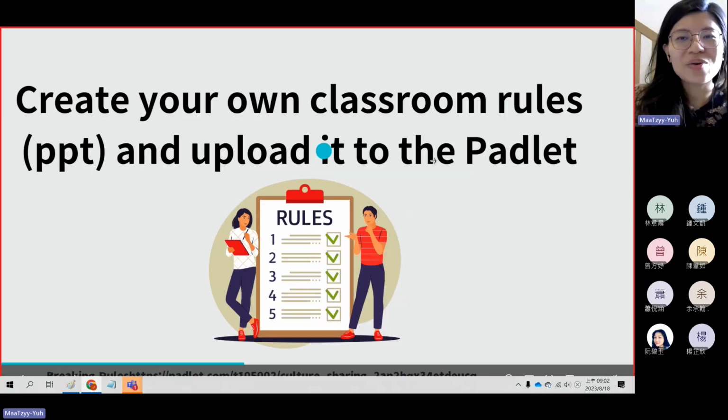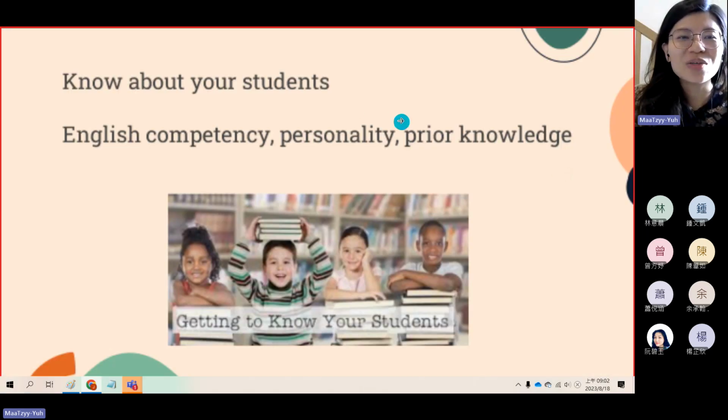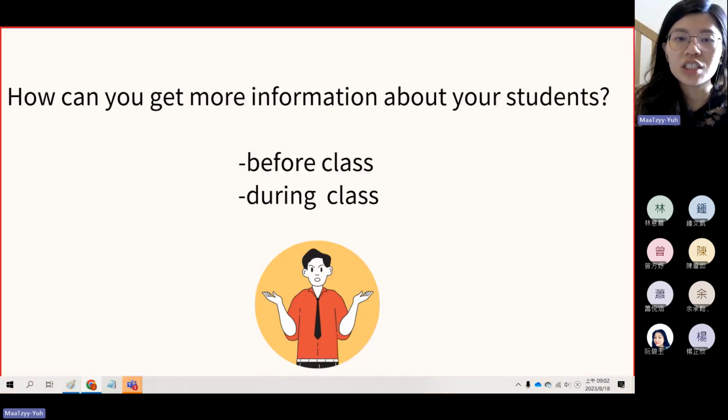And then also create your own classroom rules. And this is what we did. Sorry. And then I need you to get to know your students, like know about their English competency, learn about their personality, learn about their prior knowledge. And how do you think that you can get this information about your students?